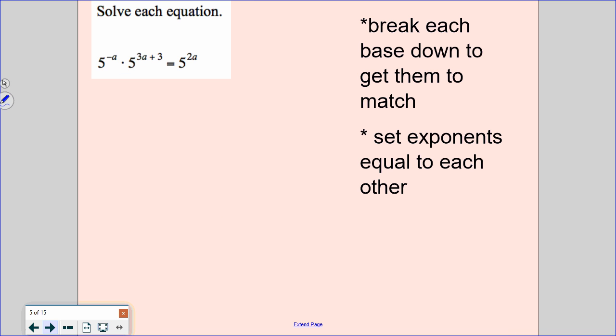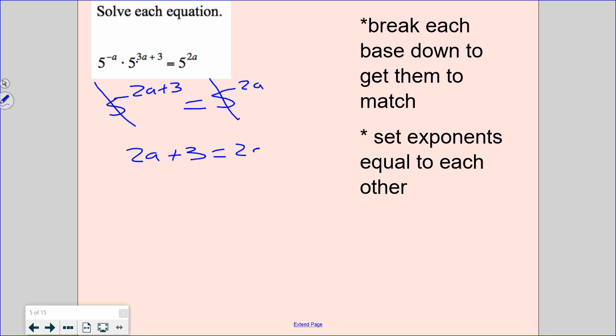Here, we're multiplying, so what do we do to our exponents? We add our exponents. So negative a plus 3a is 2a, and then it's still plus 3, equals 5 to the 2a. My bases are the same, so 2a plus 3 equals 2a. Get my a's on the same side. 3 equals 0. It's no solution.